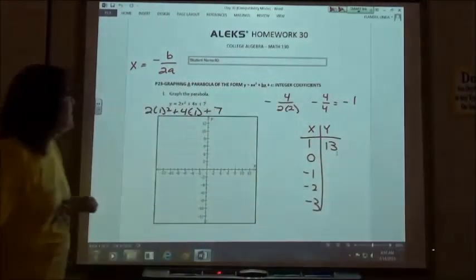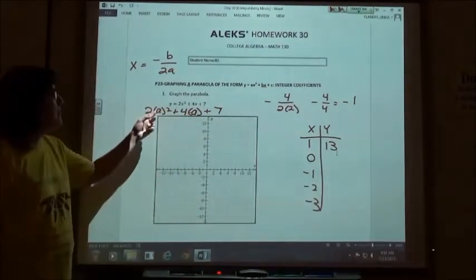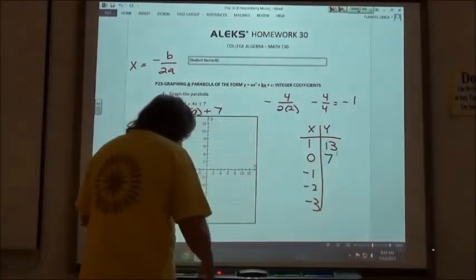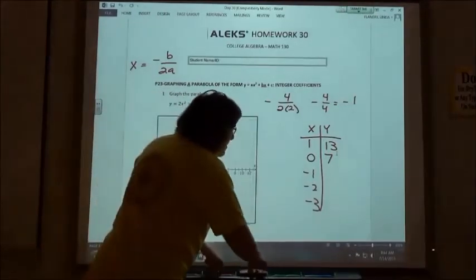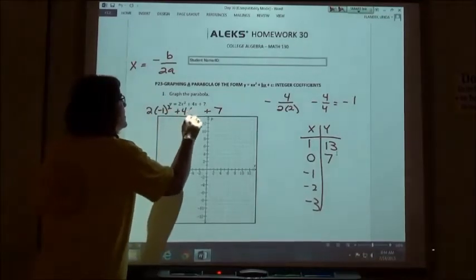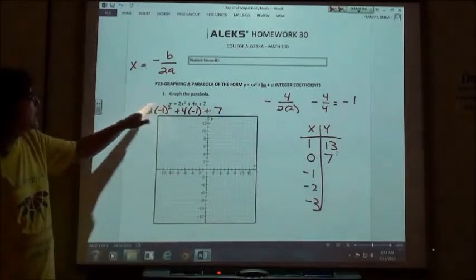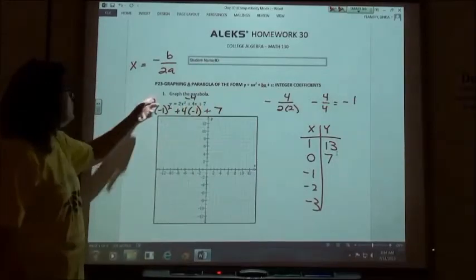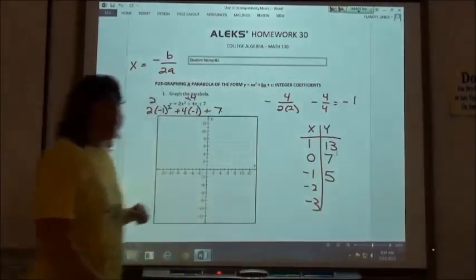And then I'm going to do the same thing, only I'm going to put zeros in for my x's. So that would be 0, that would be 0, I would get 7. Then I'm going to put my negative 1 in. So 2 times negative 1 squared plus 4 times negative 1. Negative 1 squared would be 1 times 2 would give me 2 there. That would give me minus 4. So 2 minus 4 would be negative 2 plus 7. Gets me 5.